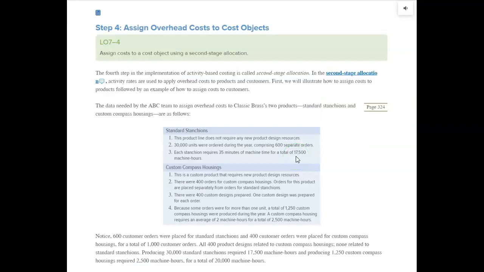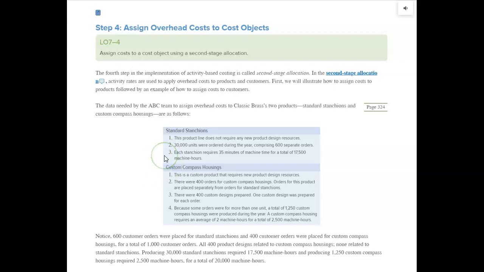Now the next step is to assign overhead costs to cost objects. So this is the fourth step, step 4 in the process we looked at earlier, but at this fourth step it is also called the second stage allocation. So don't get steps and stages confused. We're in the fourth step of the activity-based costing procedure, and this is the second stage allocation. What we need to do here is allocate the cost to cost objects. Here our cost objects are two different products, standard stanchions and custom compass housings.